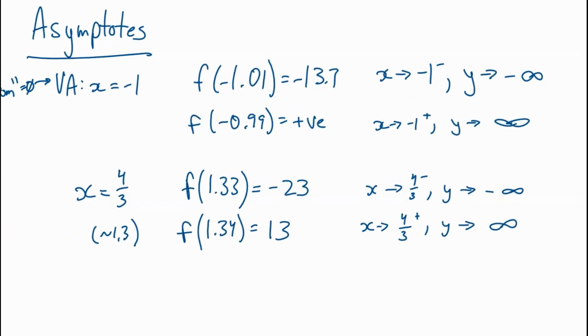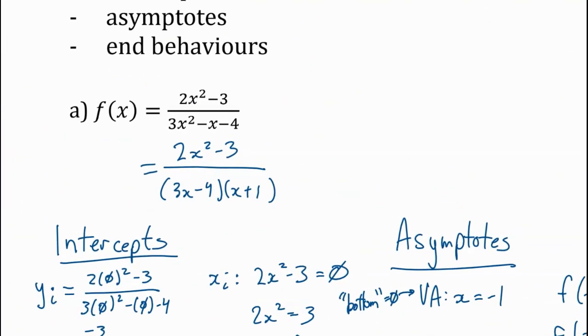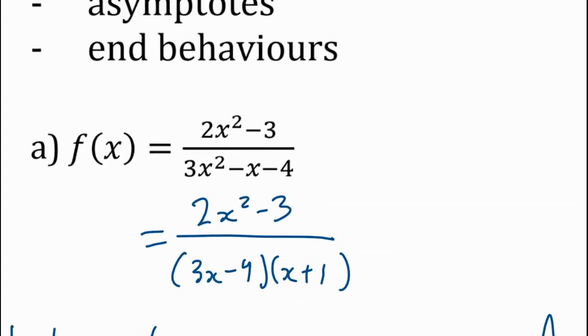All right, we've got our intercepts, we've got our vertical asymptotes and end behaviors. What's left? Horizontal asymptote. How do we find the horizontal asymptote? Yep. Dividing our two largest x terms. So what is it in this case? 2x squared and 3x squared. So it's y equals 2 over 3.